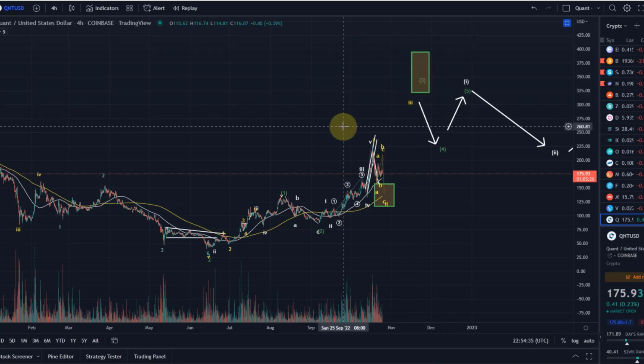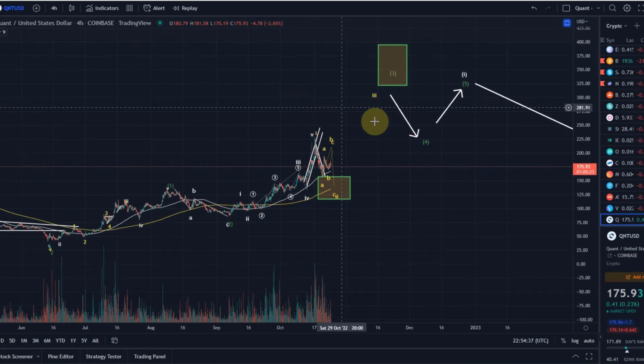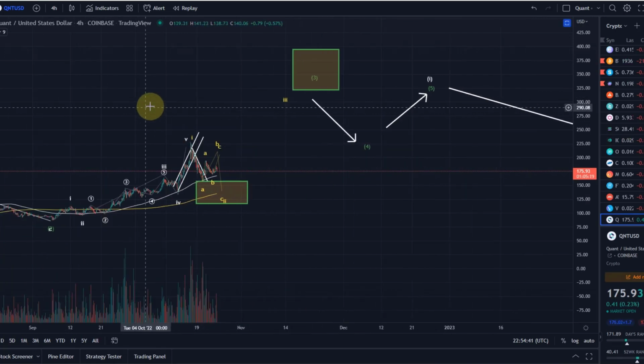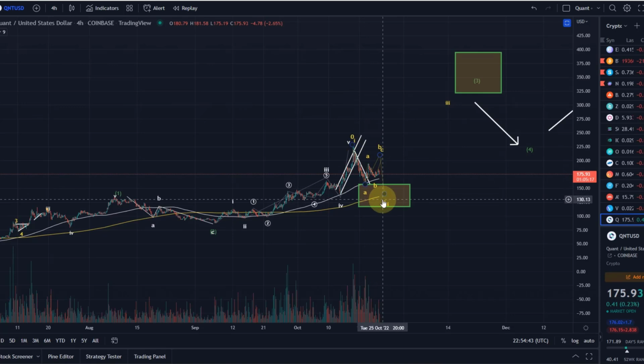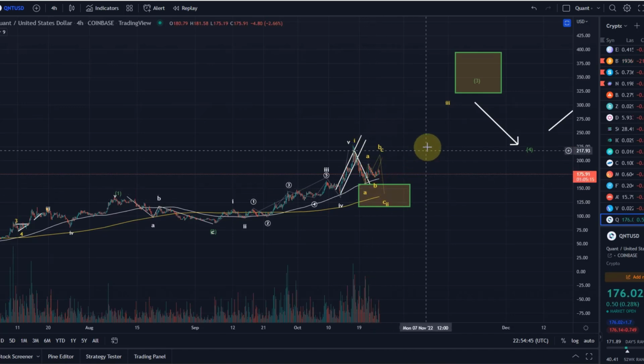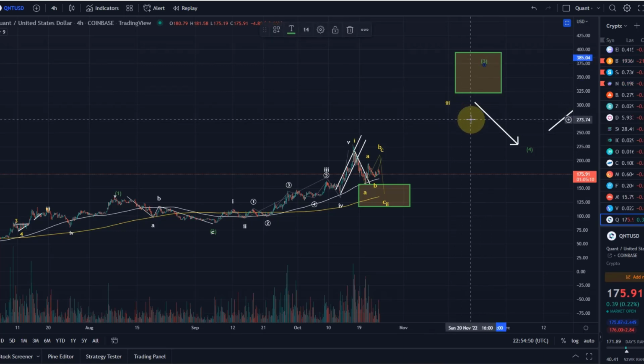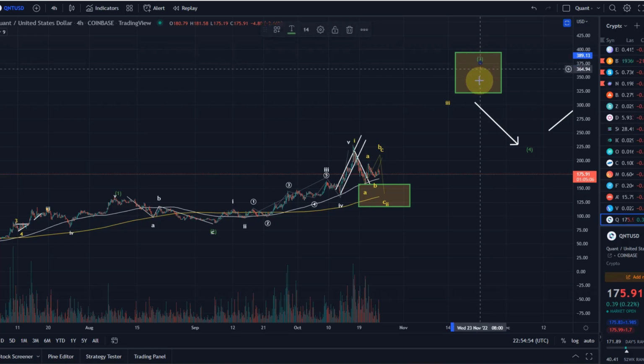And the reason for that is because I believe now that we are in the scenario where we have completed here a yellow wave 1. We're now coming down in yellow wave 2. We will afterwards move up in yellow wave 3, then there will be a yellow wave 4 and a yellow wave 5 to complete this higher level green wave 3.